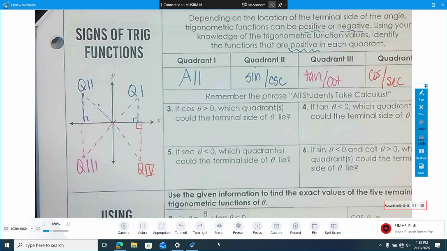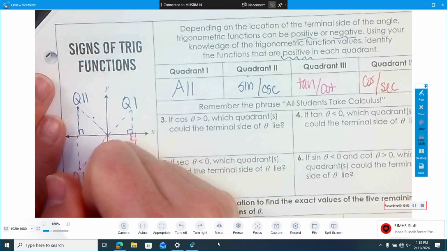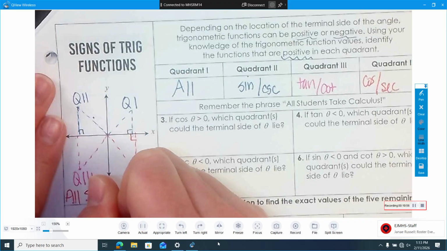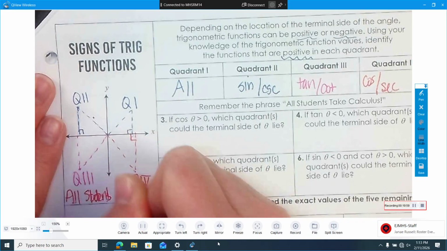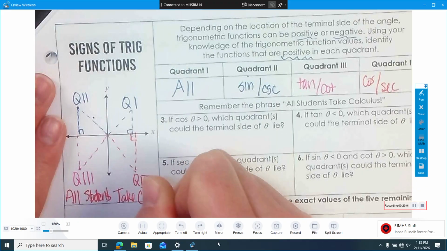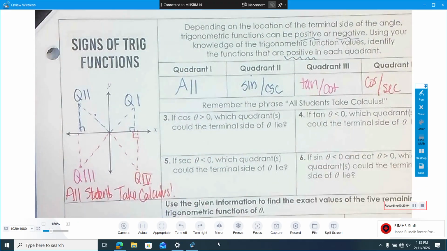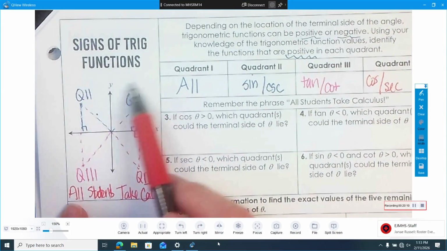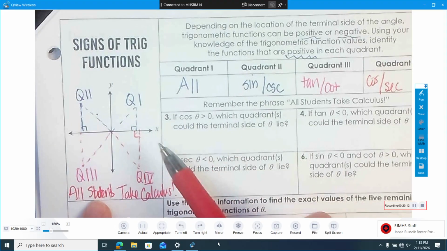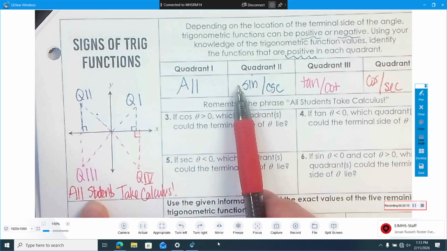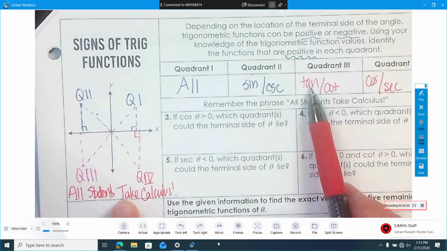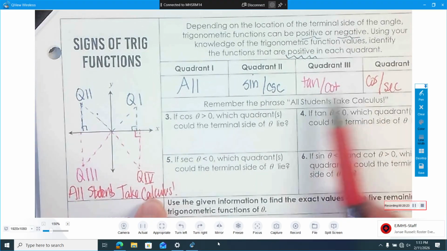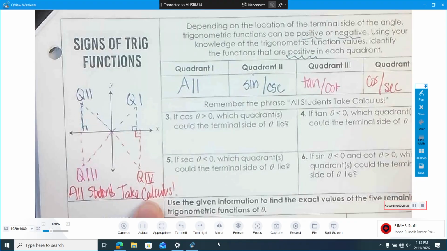Well, the nice thing is we do have a little mnemonic to figure that out. You want to remember: all students take calculus. Okay. All students take calculus. The A says in quadrant 1, all are positive. The S in students says sine, and its reciprocal, are positive. T is tangent is positive, and C in the fourth quadrant is cosine is positive, okay?